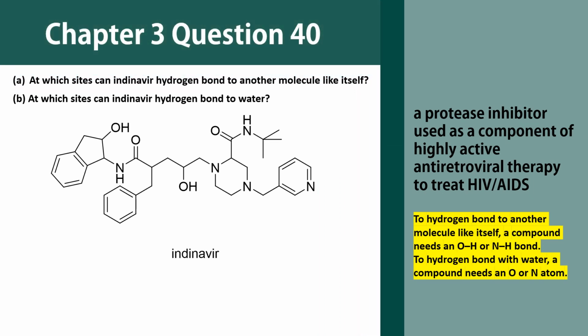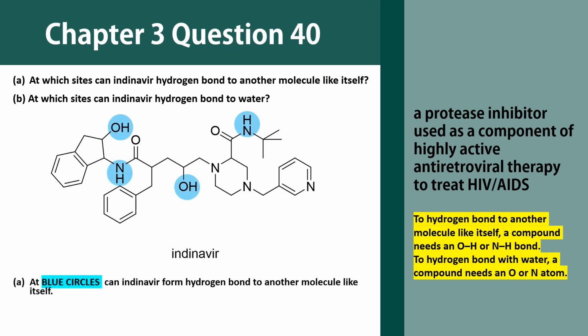So this is indinavir, a drug used to treat HIV and AIDS. The first question is, at which site can indinavir hydrogen bond to another molecule like itself? To do so, a compound needs an OH or NH bond. So in the blue circles, where the functional group is NH or OH, indinavir can form hydrogen bonds to another molecule like itself.